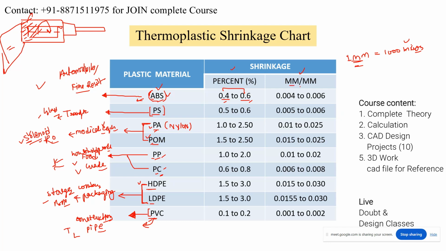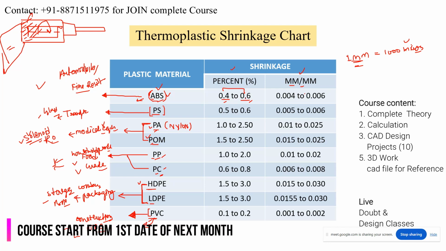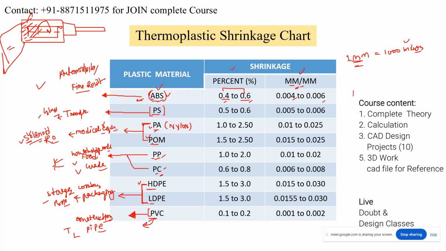See, no, the percentage is of mm. 400 microns? No, how 400 micron? 0.4% to 0.6% of 1 mm. Okay. है ना, 0.4 to 0.6%. So it is a point value, see, right? So 4 micron to 6 micron in 1 mm, right? 400 micron shrinkage is not possible, right? Yes, understood.